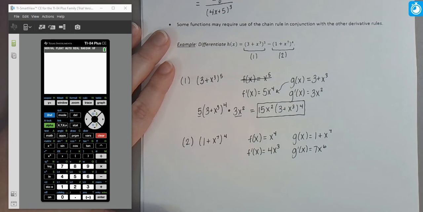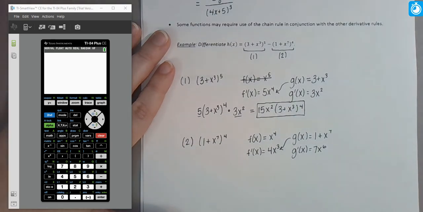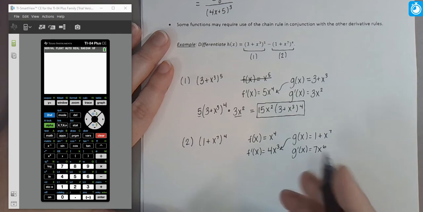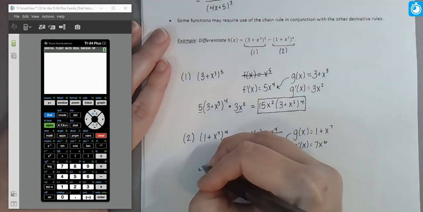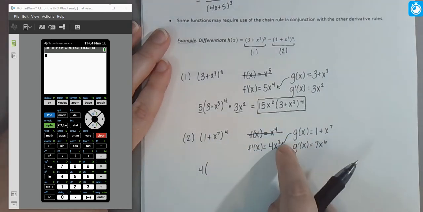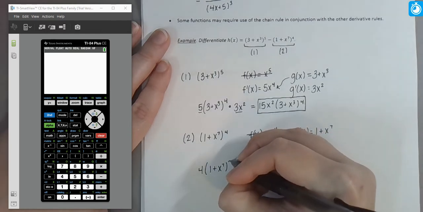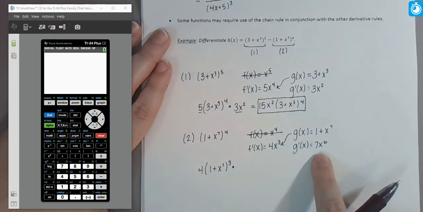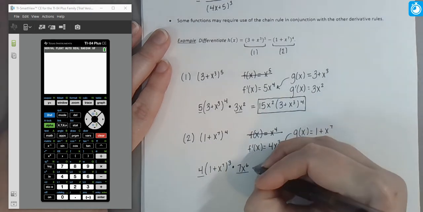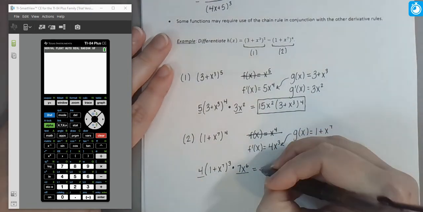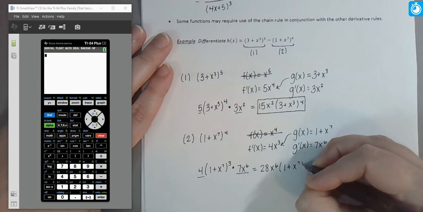You're probably getting pretty fast with the power rule at this point. So our inner function is plugged into the derivative of our outer function. We multiply by the inner derivative, so we don't need this function anymore. So when we put that all together, that's going to be 4 times our inner function raised to the 3rd power. So 4 times 1 plus x to the 7th raised to the 3rd power times our inner function's derivative, 7 times x to the 6th. Okay, combine everything on the outside, clean it up. 4 times 7 is 28, so 28x to the 6th, and 1 plus x to the 7th cubed.